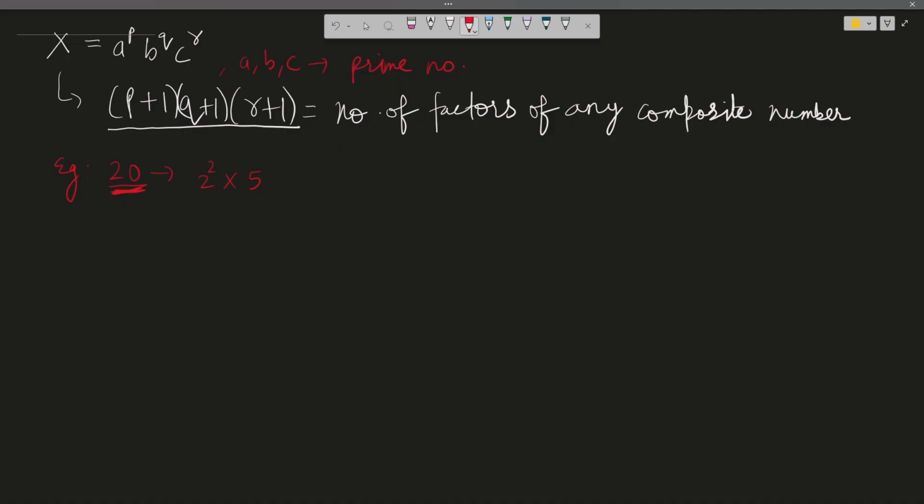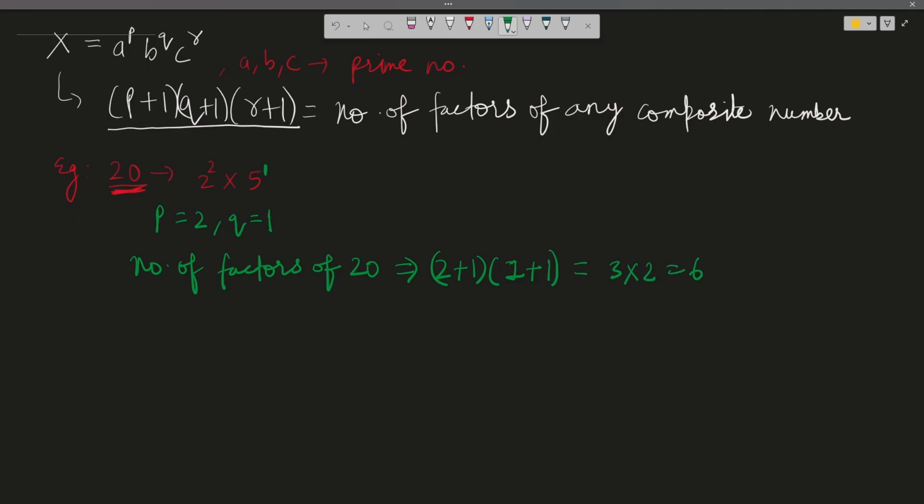Now, if I want to calculate the number of factors using the formula, I can easily say that the value of p here is 2, and the value of q here is 1, as it is 5 to the power 1. So after applying the formula, I will get the number of factors of 20 as 2 plus 1 into 1 plus 1, that is 3 into 2, or 6.